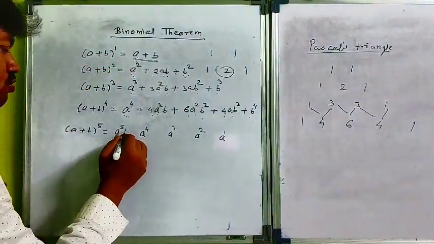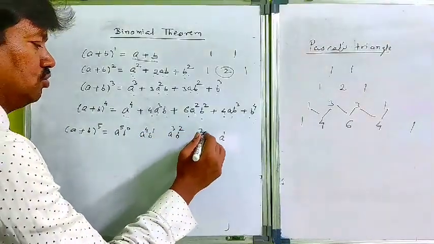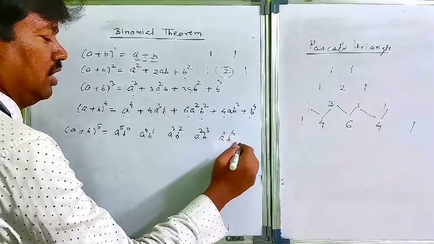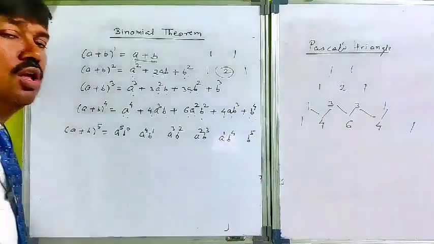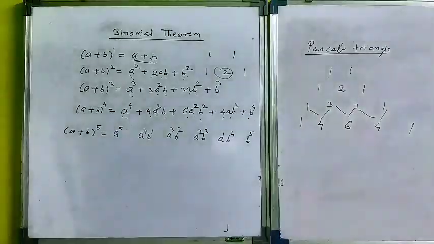Similarly, here it is b raised to 0, b raised to 1, b raised to 2, b raised to 3, b raised to 4. And the last is what? b raised to 5. Again, b raised to 0 is 1, so there is no need to write that term.